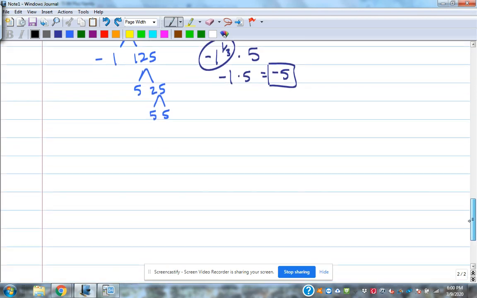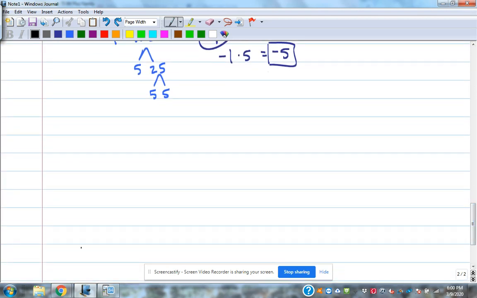Let's look at some different rational exponents that don't have a numerator of 1. Everything we've done so far has had a numerator of 1.